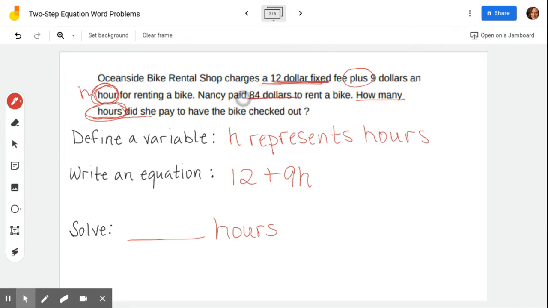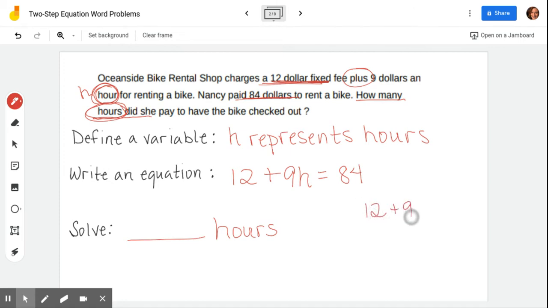Altogether, she paid $84. So this equaled a total of $84. There's my two-step equation. Now to solve this, I'm going to do it over to the side because I don't want to mark things out on that equation, since that equation was part of what I was supposed to be writing for an answer. So over here, I'm going to rewrite that.